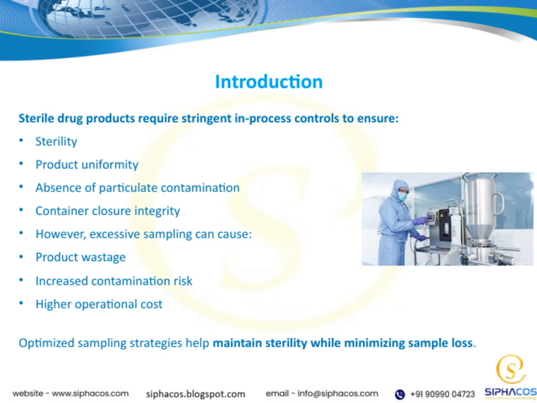This is where optimized sampling strategies come into play. They help us strike a balance, maintaining the necessary sterility assurance while minimizing the amount of product we need to sample. By doing so, we reduce waste and contamination risk, all while keeping costs in check. Ultimately, effective sampling strategies are a key part of ensuring product quality without compromising safety or efficiency.